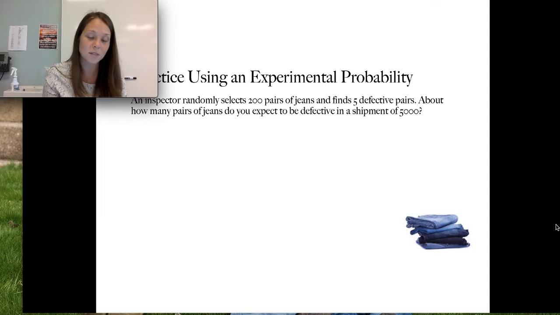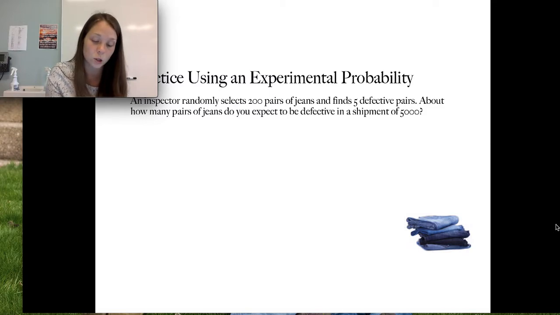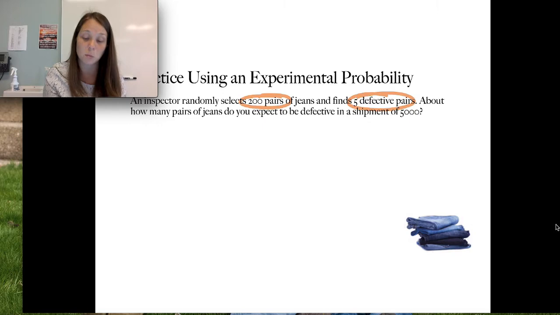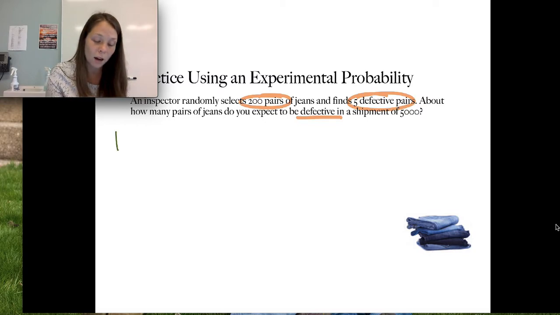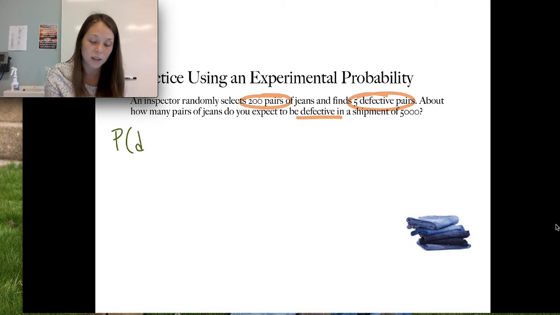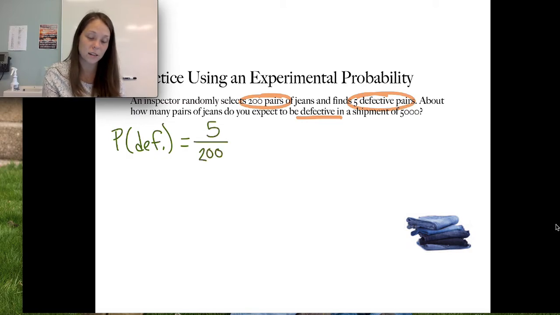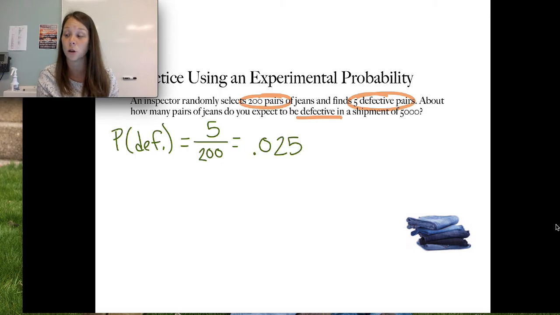All right, so you should have paused the video and worked on this problem. It says an inspector randomly selects 200 pairs of jeans and finds 5 of them defective. About how many pairs of jeans do you expect to be defective in a shipment of 5,000? So first we need to figure out, well, out of the information they're giving us in that first sentence, what's the probability of getting a defective pair of jeans? Well, they said that out of the 200 that they selected, 5 were defective. So that means the probability of getting a pair of jeans out of the 200 being defective is 0.025 when you do 5 divided by 200.